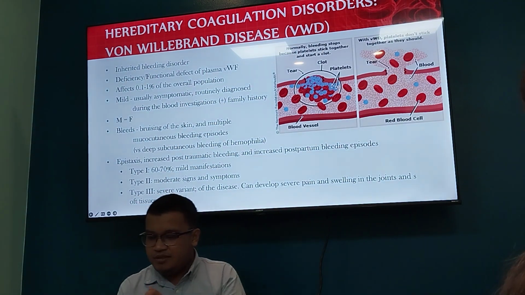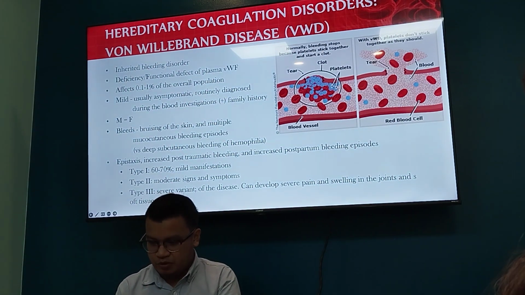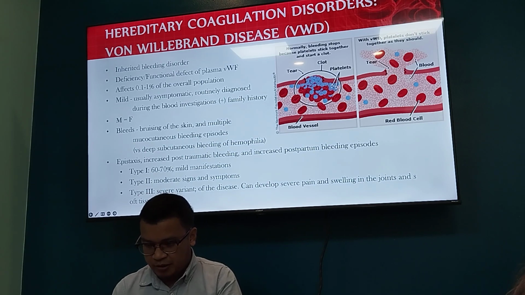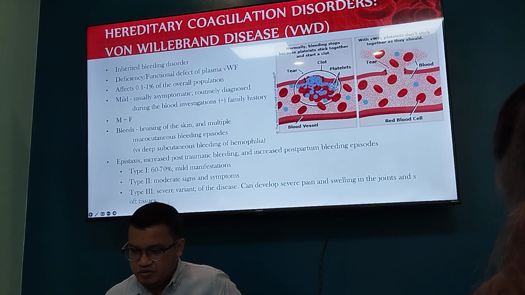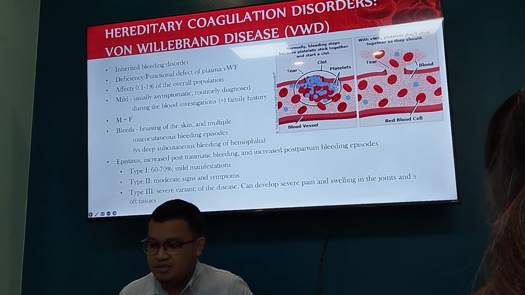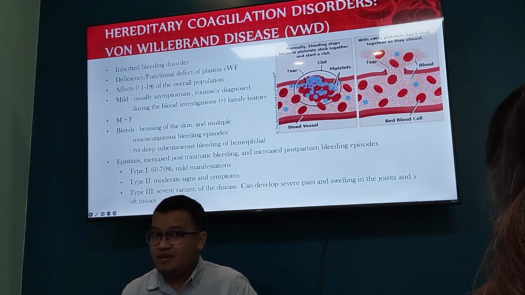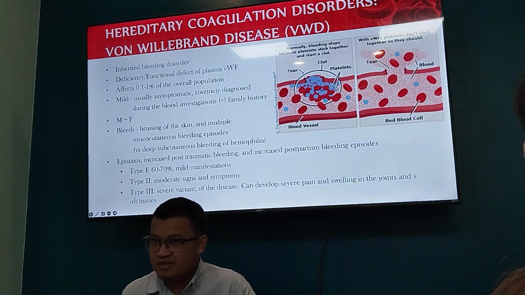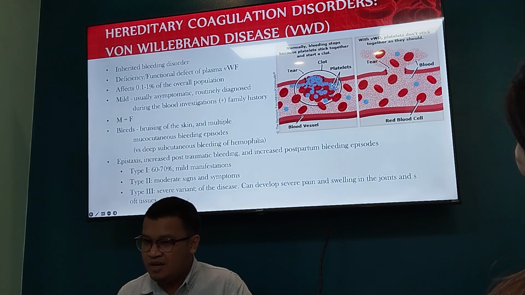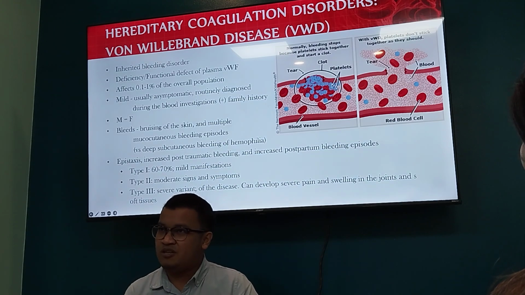So, von Willebrand disease is an inherited bleeding disorder characterized by deficiency in plasma von Willebrand factor. Mild von Willebrand disease is usually asymptomatic and is routinely diagnosed during blood investigations in case of a positive family history. So, asymptomatic sila most of the time. Malalaman mo lang kasi yung nanay nagsabi, Dok, may von ako.